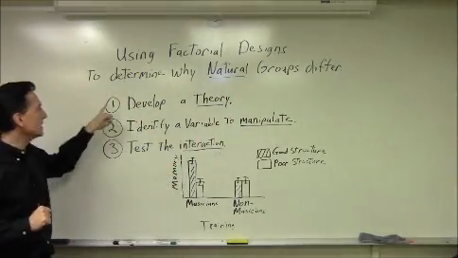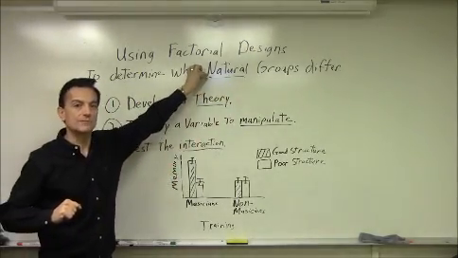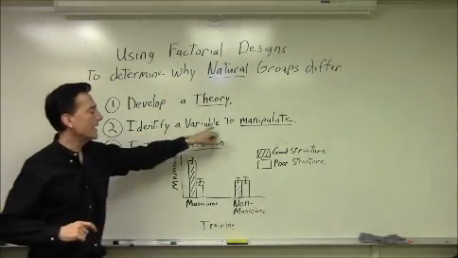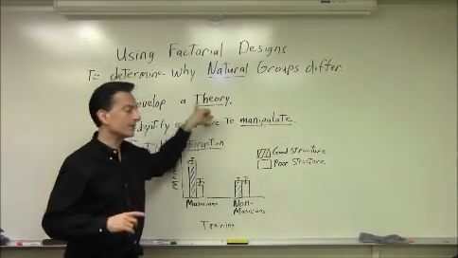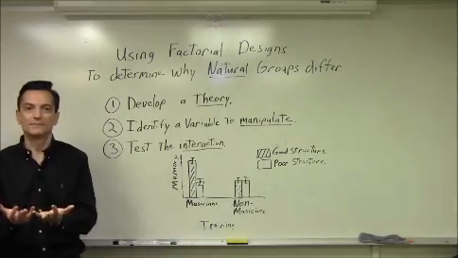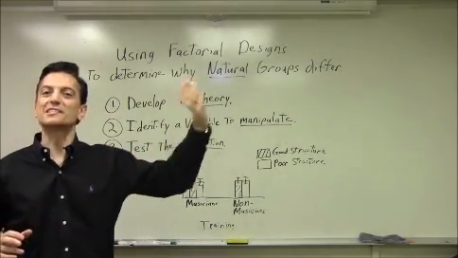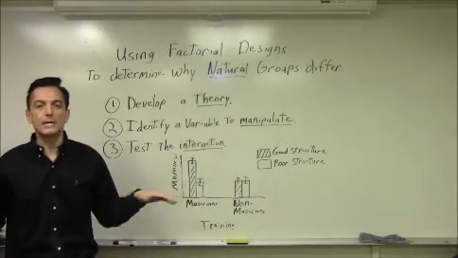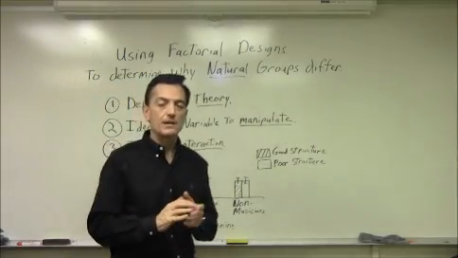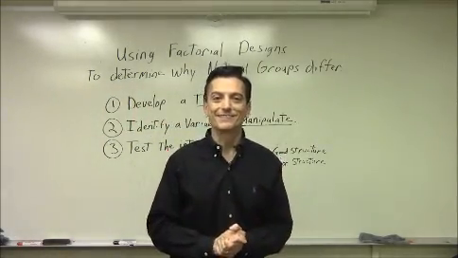And to wrap that up, again, the 3 steps were: develop a theory about why those groups differ, then see if you can identify a manipulable variable that relates to your theory, and then test for the interaction. To the extent that you have a significant interaction, you have evidence at least consistent with your theory. If you don't wind up with a significant interaction, then you have a disconfirmation of your theory.